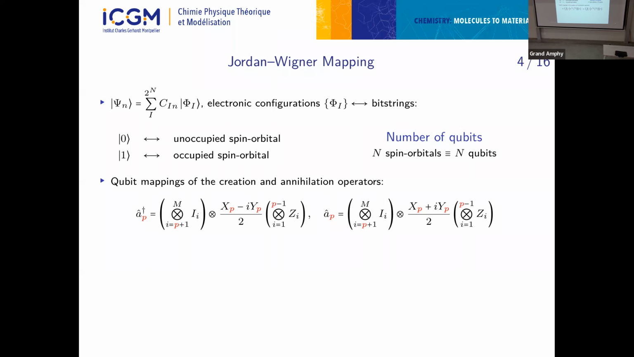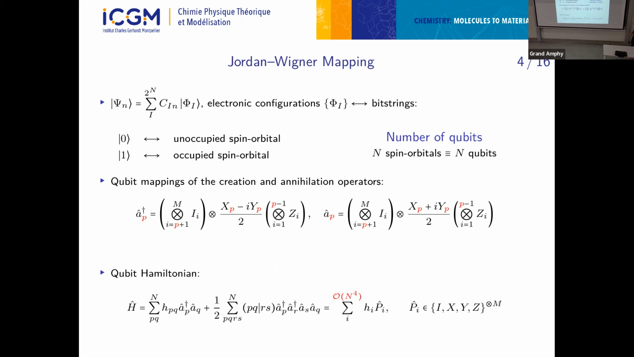So we can just transform the creation and annihilation operators as a tensor product of Pauli strings, of Pauli matrices. So the identity, X and Y Pauli matrices, and then a sequence of Z gates that are here because the problem is fermionic and we have to encode the anti-commutation rules. If your problem is bosonic, you wouldn't have the tensor product of Z gates. So this is the qubit Hamiltonian that we have.